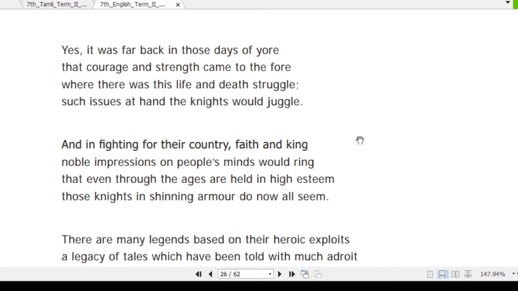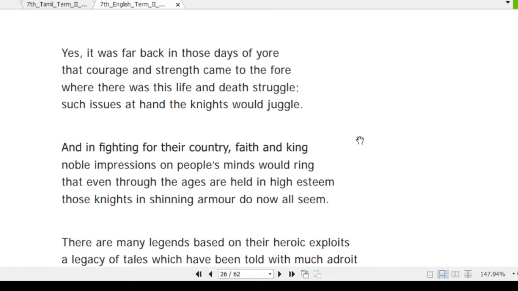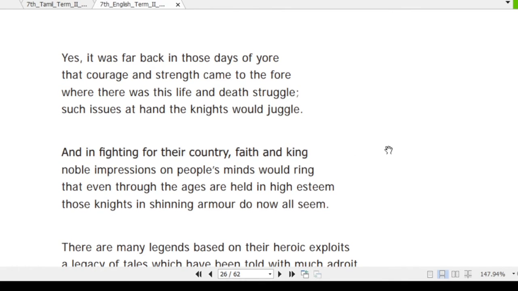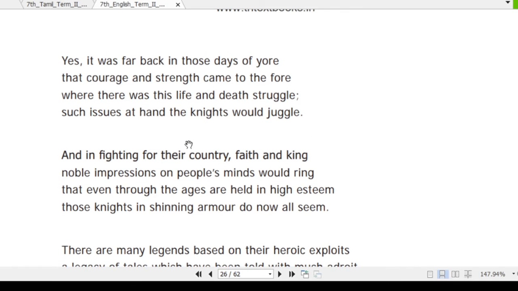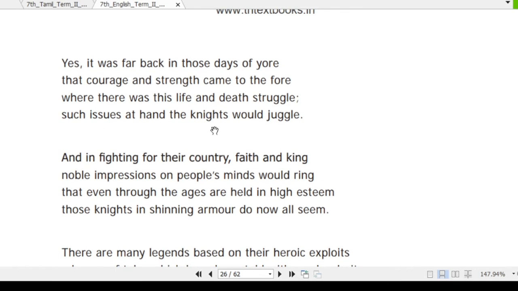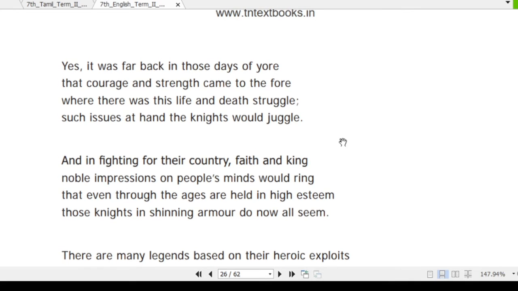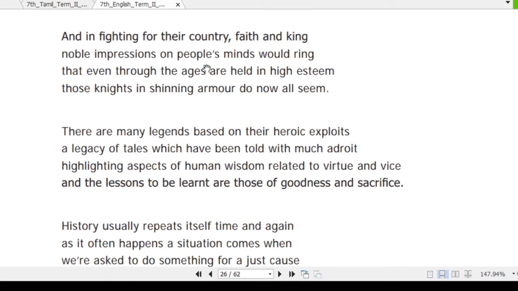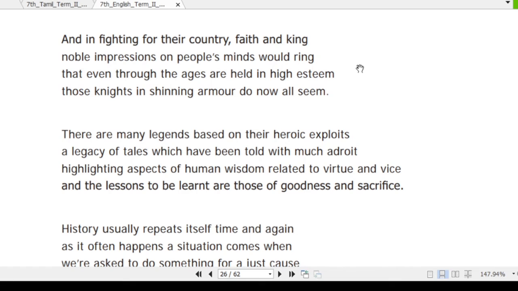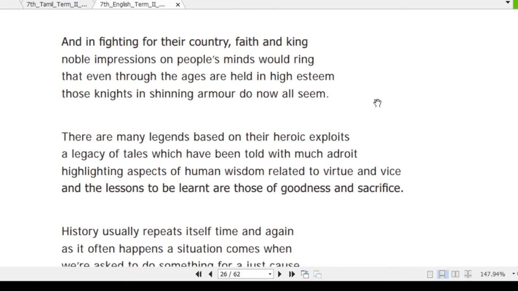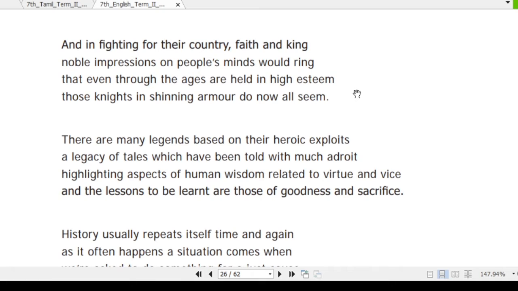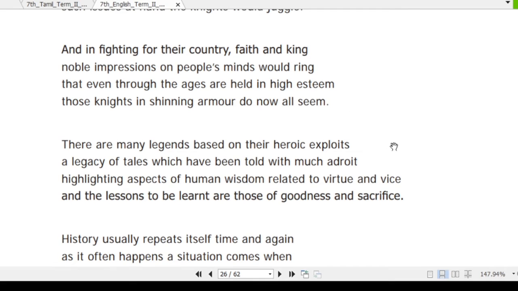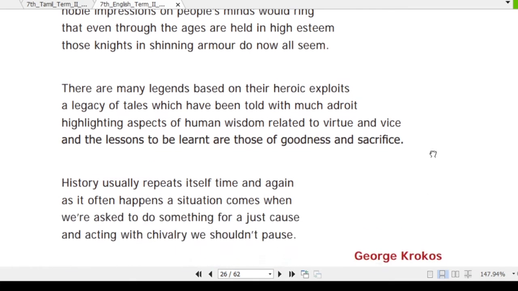Yes, it was far back in those days of war that courage and strength came to the fore, where there was this life and death struggle, such issues at hand, the knights would juggle. And in fighting for their country, faith and king, noble impressions on people's minds would ring, that even though the ages have abated, those knights in shining armor do now all seem high esteem.